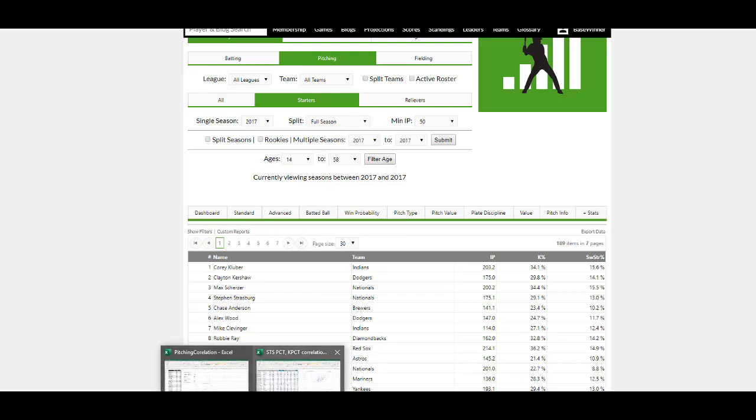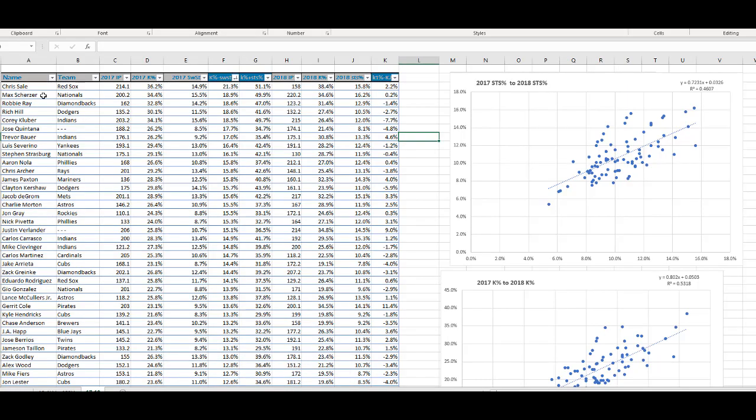So then there's some tricky Excel stuff to put it in a table like this, and again, I'll spare you. Basically, we have 85 pitchers. No relievers, all starting pitchers that pitched 50 innings or more in 2017 and 50 innings or more in 2018. Okay, so that's the data that we used for the study.